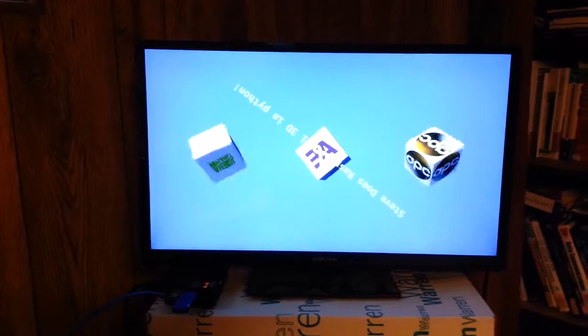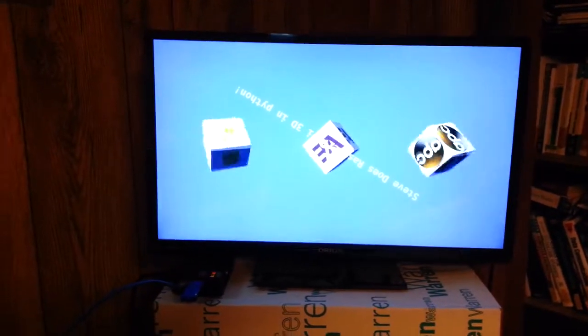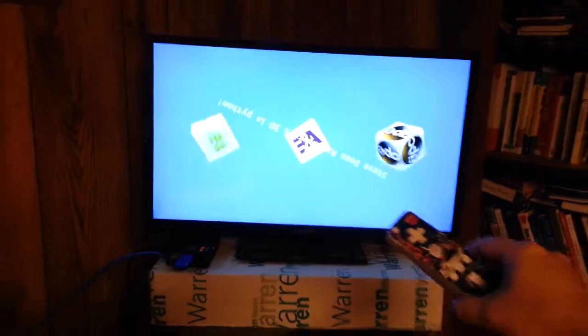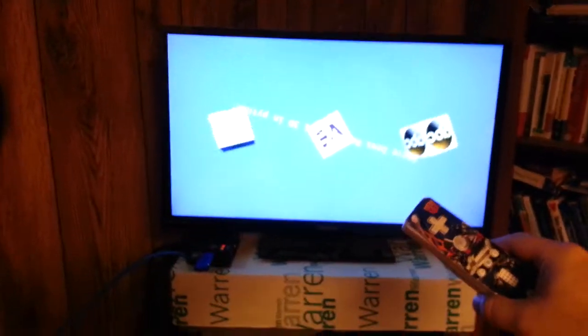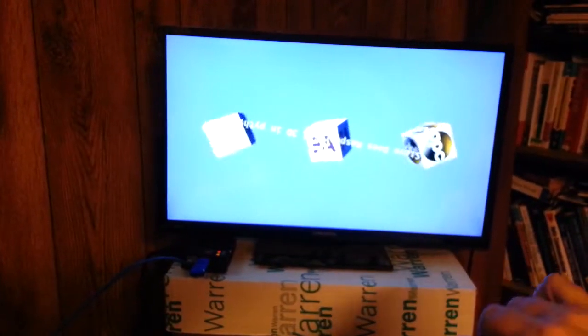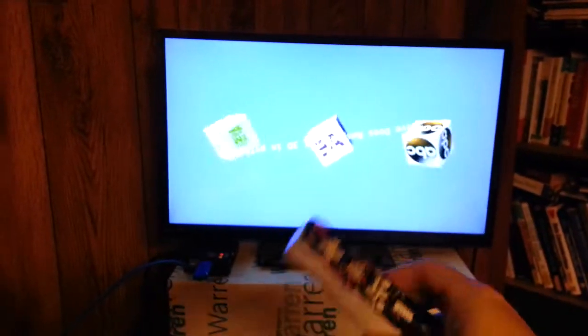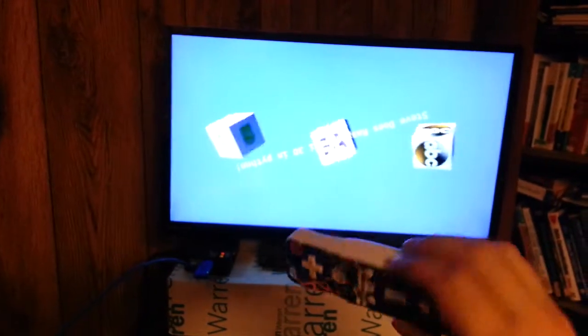So what I did was I stuck the Wiimote in there on another thread. So here's my Wiimote, and it's actually controlling the rotation of the middle cube. So if I do this... What does it do? Alright, so... It does it as well.